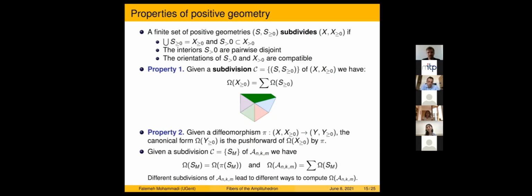Okay, so now you see that if you have different subdivisions of the Amplituhedron, these different subdivisions lead to different ways that you can compute the canonical form. So knowing various subdivisions, you basically have more possibilities to do these computations.